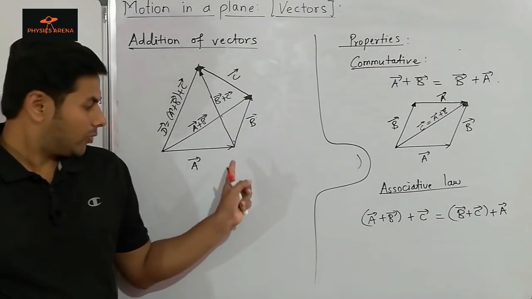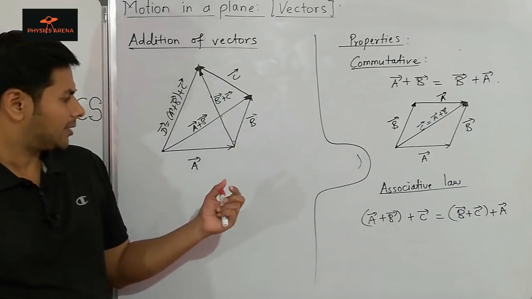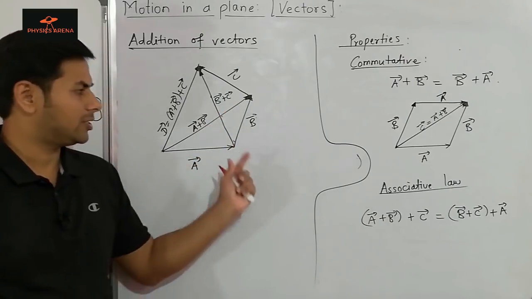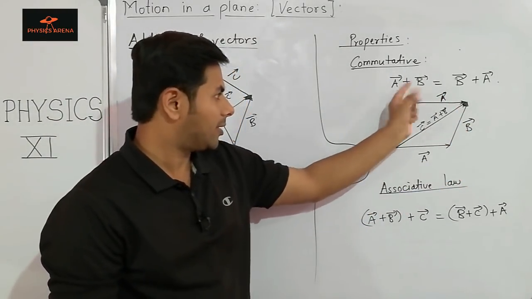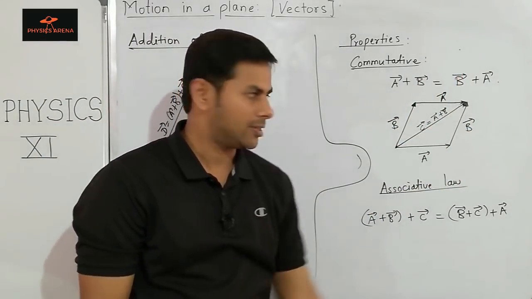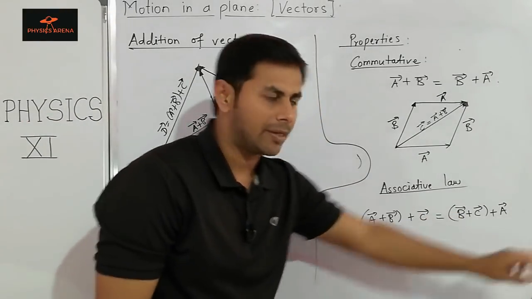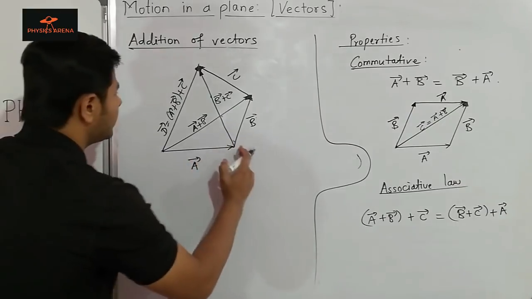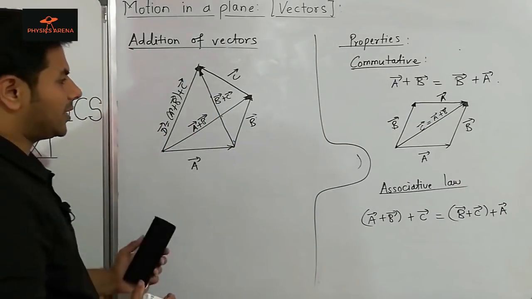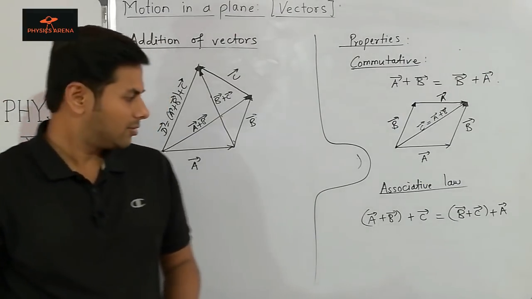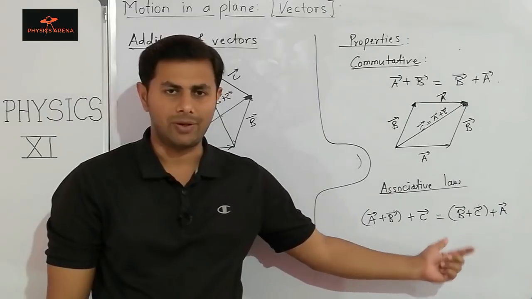Now I want to add a bar to that b bar plus c bar. So it is the same as adding b bar plus c bar to this a bar, by this commutative rule, because a bar plus b bar is equal to b bar plus a bar. So this is the same as a bar plus b bar plus c bar. You can see that it gives me this same vector d bar. So this proves this associative law.